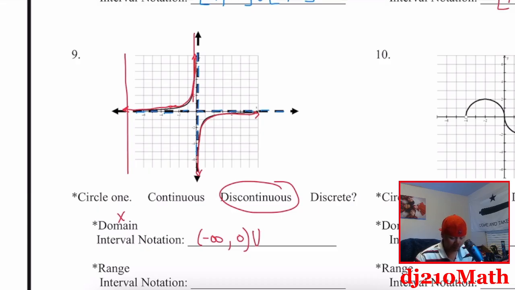And then we have a second piece that we union, and it picks right up, right where this one left off at 0, right? Again, not including 0 because both of these graphs never touch 0. And it goes towards infinity.